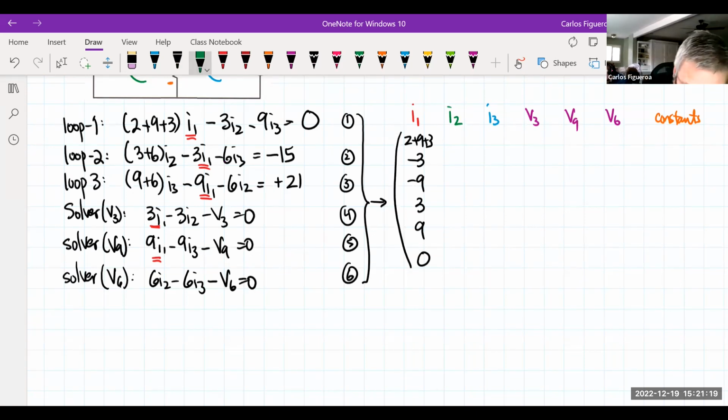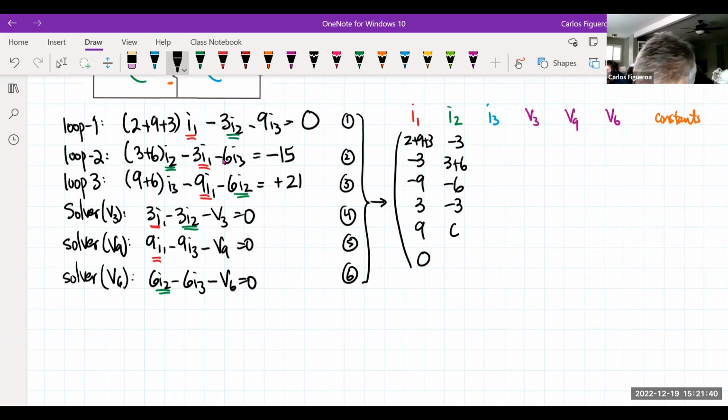Now let's go to I2. So if I see an I2, I do an underscore just to make sure I get all my terms. Let's put them in. So the first one is minus 3. The second one is 3 plus 6. The next one is minus 6, minus 3, 0, and then 6.